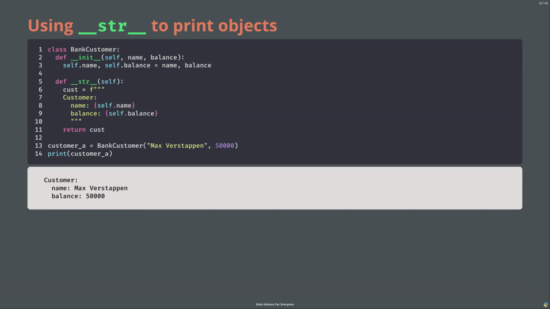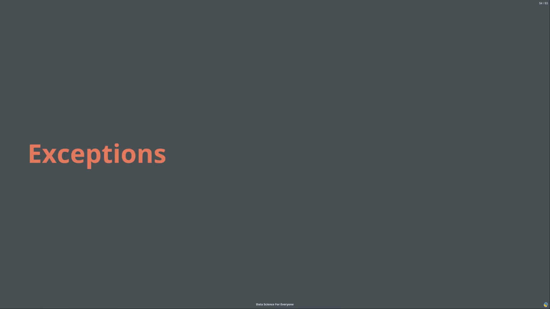The str method also only takes self as an argument and returns a string. In this example, the string shows the word customer followed by the customer's name and balance on separate lines. We use triple quotes to create a multiple line string and again use an f-string that lets us insert the variables easily. Now when we create a customer object and print it, the output is clear and easy to read for the users. Now that we have a solid understanding of object-oriented programming, let's discuss errors and exceptions.